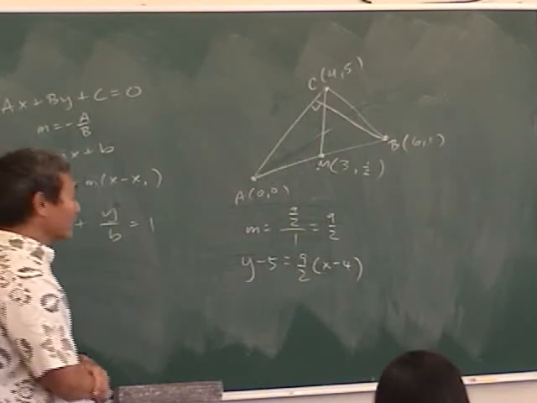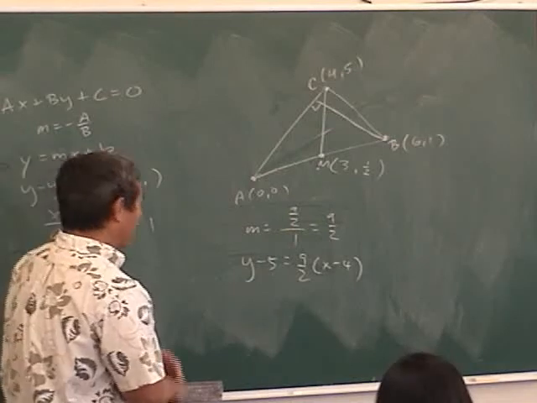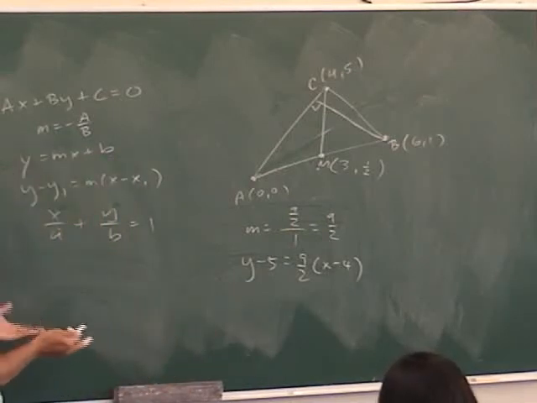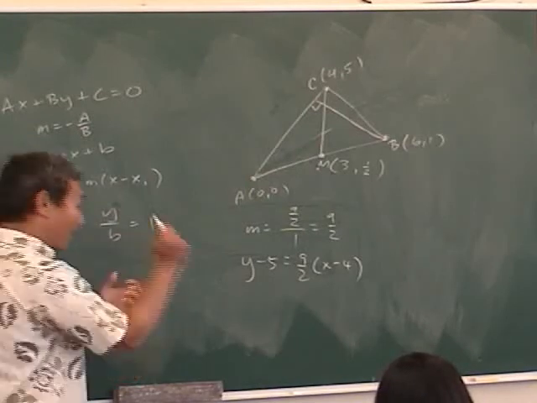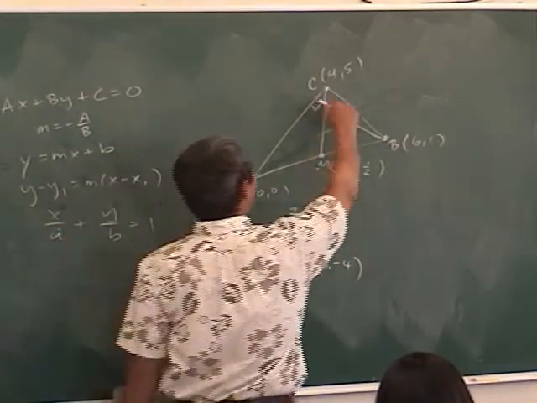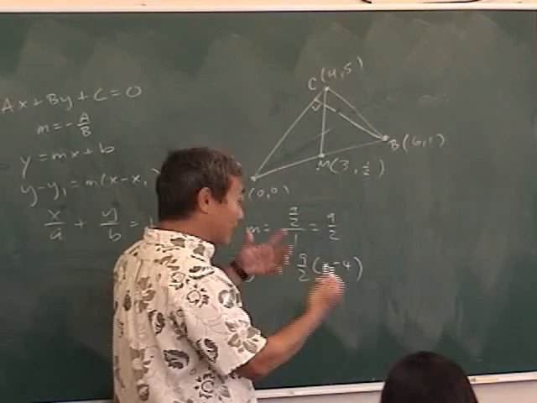What's the first thing I need to do? Anytime you write an equation of a line, you have to compute the slope. You need a slope and a point. How do I find the slope of this, since I don't know this other point? Well, it's perpendicular, so you go negative reciprocal.